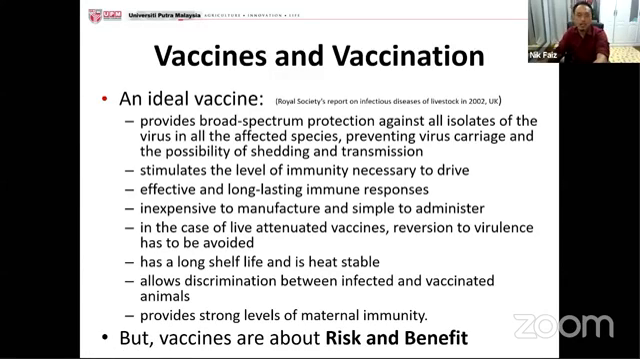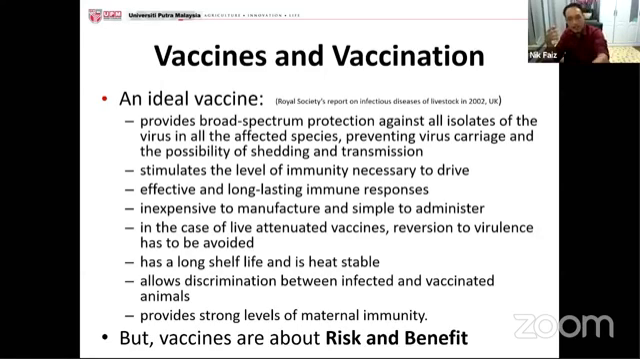In case of live attenuated vaccines, the ideal vaccine shouldn't be able to revert back to its virulent strain. And it should have a long shelf life and be heat stable. This is something that vaccine researchers are trying to look for. We want to look for vaccines that have a long shelf life or are much more heat stable. Most vaccines currently, we have to keep in the refrigerator, and a lot of vaccine failures are just due to loss of cold chain.